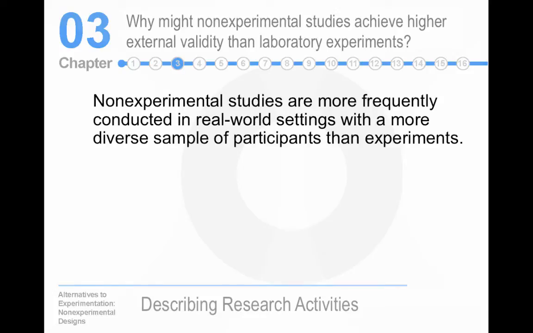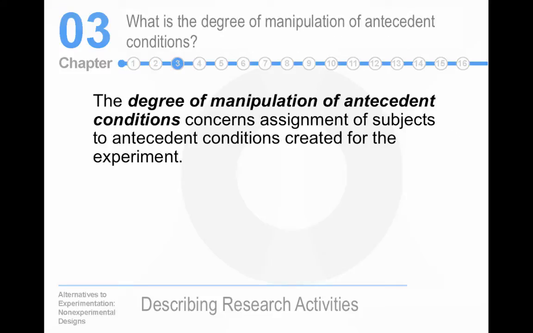Non-experimental studies tend to be high in external validity because they're occurring in the real world. So we're not just studying a laboratory phenomenon with college students, we're studying things that actually happen. We talk about the degree of manipulation of antecedent conditions. Basically, are you assigning people to the conditions of the experiment, which would be high, or are you just observing people as they pass through their lives? That would be low in the manipulation of antecedent conditions. So that varies from high to low.